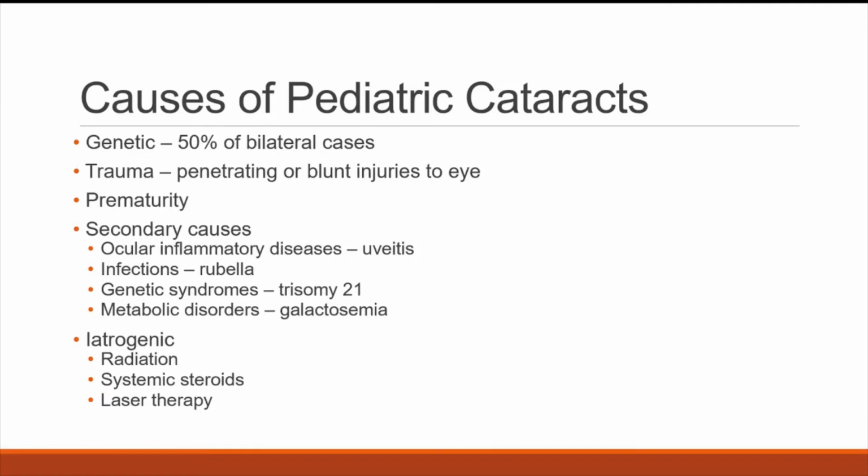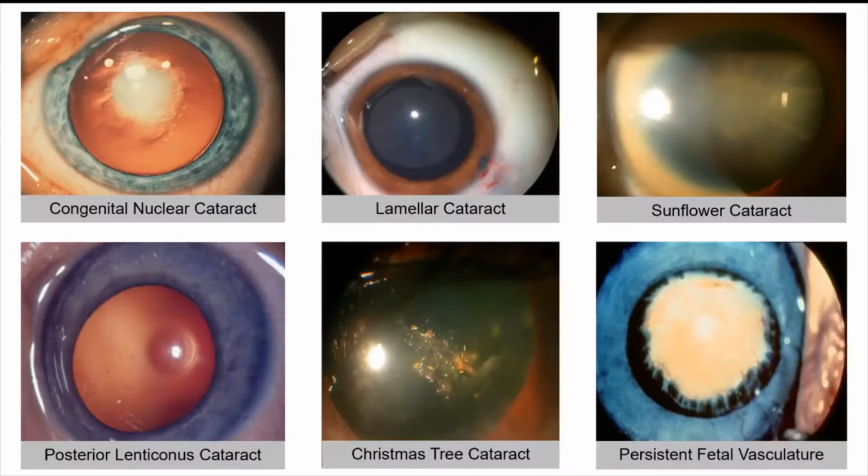Pediatric cataracts can also result from iatrogenic causes. Radiation and systemic steroid treatment are known risk factors for cataract formation. Laser therapy, such as that used in the treatment of retinopathy of prematurity, can also lead to cataract formation. Many types of cataract morphology have been described in pediatric cataracts. Sometimes unique morphology features can help guide clinicians to a systemic diagnosis.